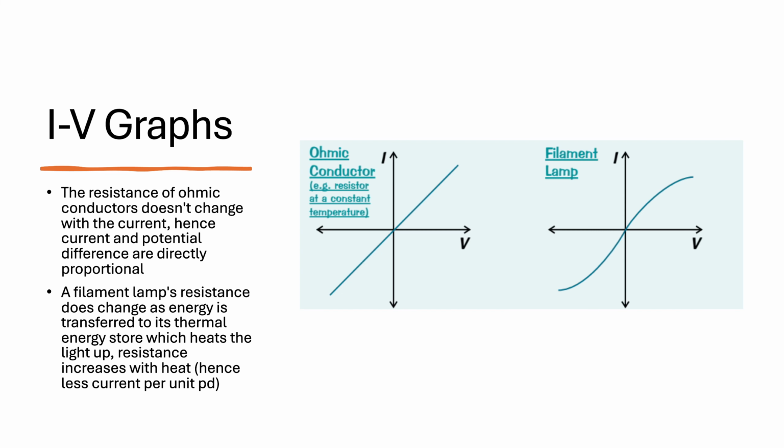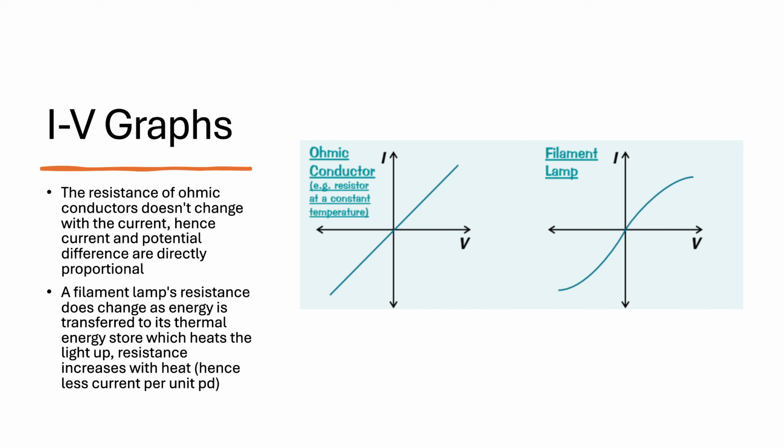Right, IV graphs. The resistance of an ohmic conductor doesn't change. The resistance is always constant. That means that as you increase the current, the potential difference increases at a proportional rate, so it's called directly proportional. If you plot an IV graph, keeping in mind the resistor is at a constant temperature as well, it's a straight line that goes through the origin with a constant gradient.